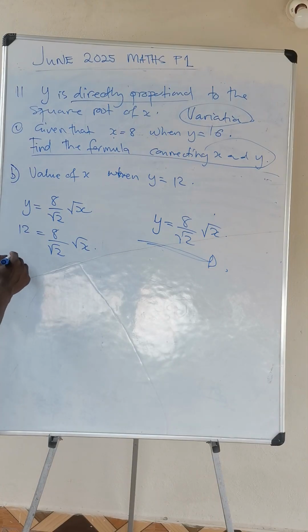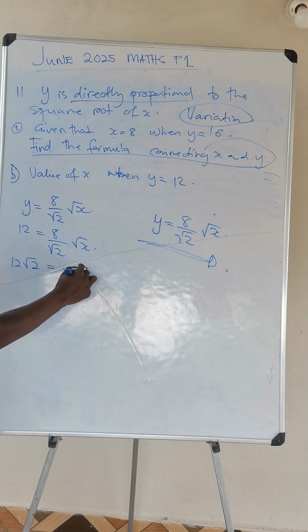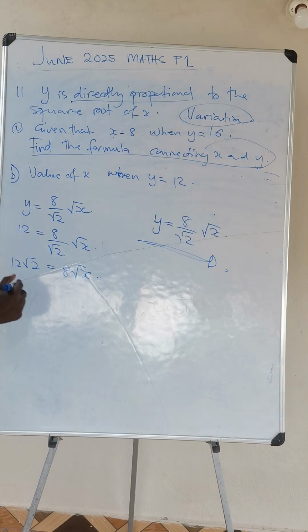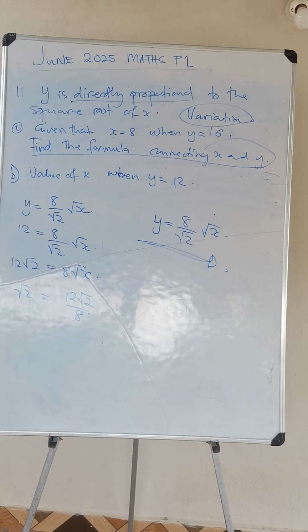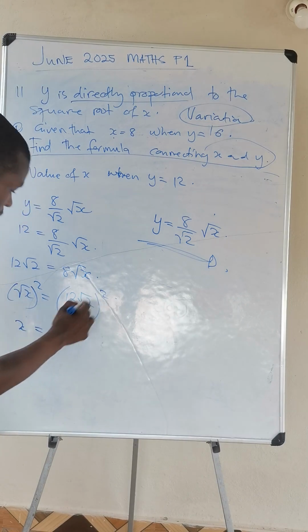So here we're gonna multiply. Here is 12 root 2 is equal to 8 root x. Therefore here we're gonna divide. So it's root x is equal to 12 root 2 over 8. Okay, so here I'm gonna simplify this one. To remove a square root, we square. If we square here, the square root vanishes. And here we square because it's an equation.